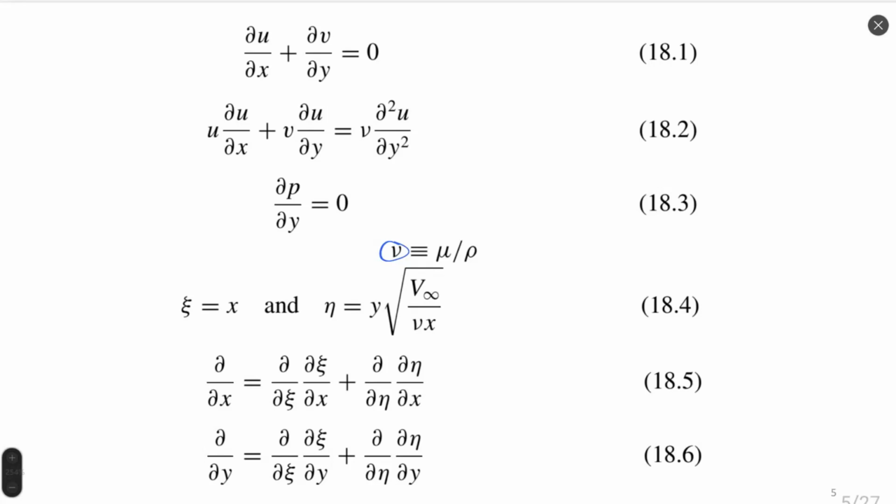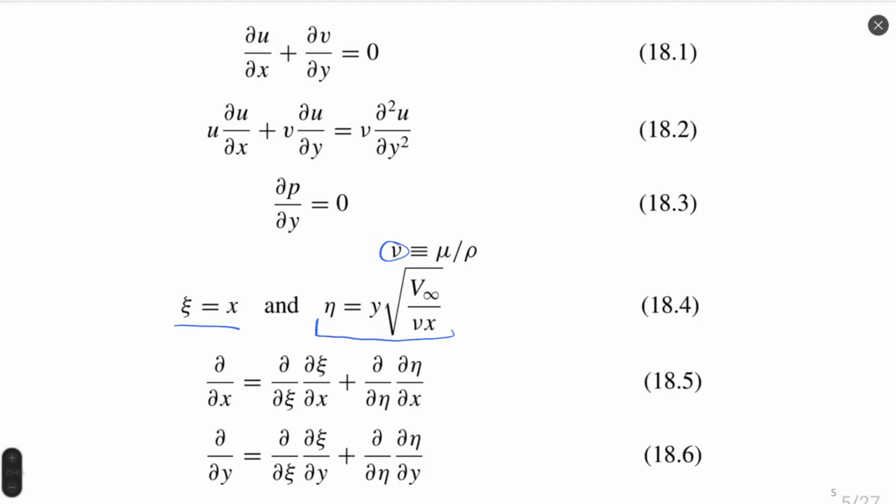It's kinematic viscosity. To solve this equation system 1, 2, 3, we must provide a transformation of coordinates as shown in equations 4, 5, and 6. Equation 4 defines two new coordinates. Xi is equal to x. It's just a formal substitution of coordinates. And eta is a combination between the normal direction and the longitudinal direction of coordinates.